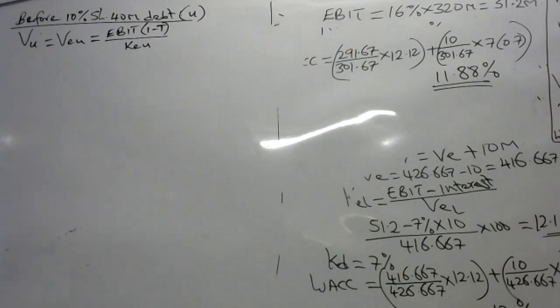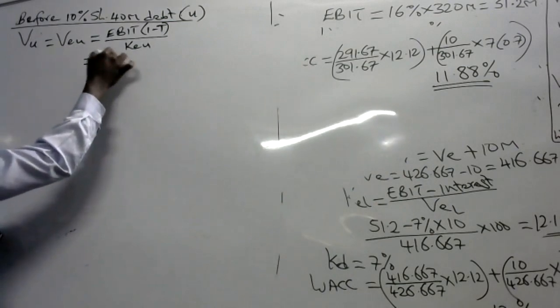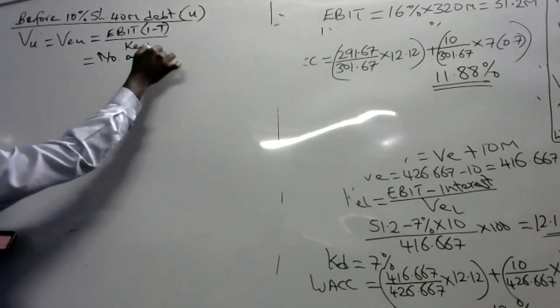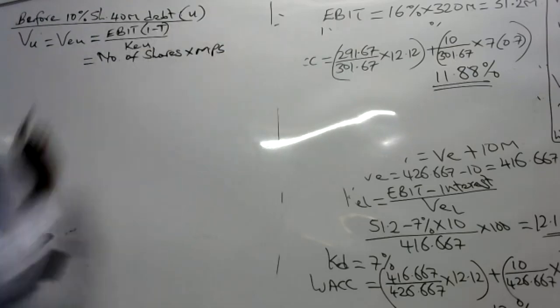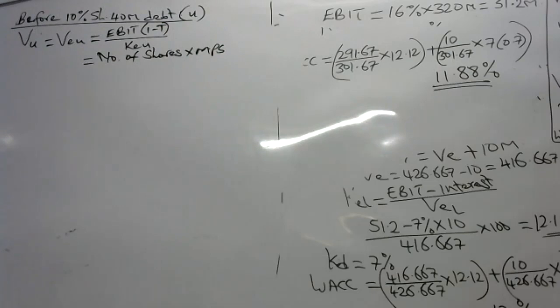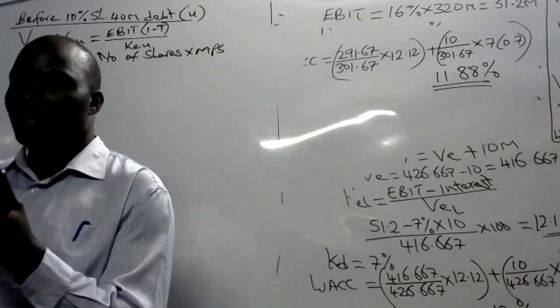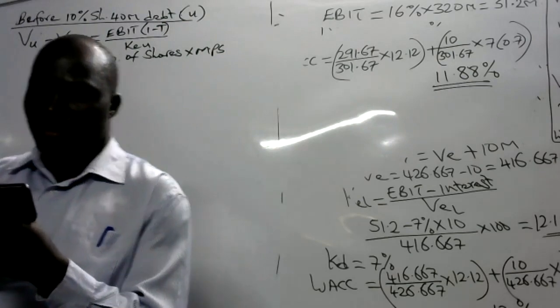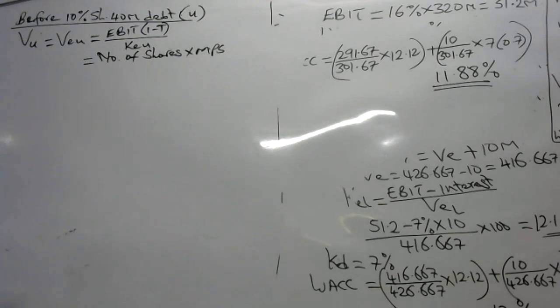But later, you and me know that we can also get the value of equity by taking the number of shares times the market price per share. Na hiyo market ikataka kuona. How many shares does the company have?